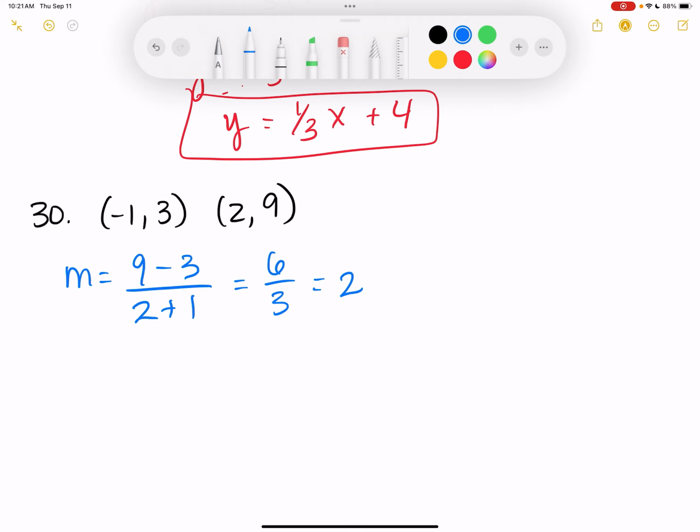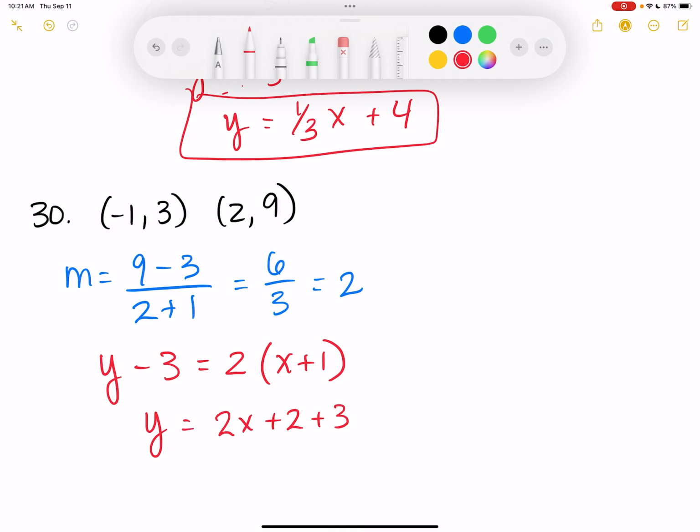Now, you can choose either point to write the equation with. I can show you both if you don't believe me. Which point do we want to use, the first one or the second one? First one, sure. All right, so y minus 3 equals 2 times x, it'll be plus 1. So distribute, move the 3 over. y equals 2x plus 2 plus 3. So y equals 2x plus 5.